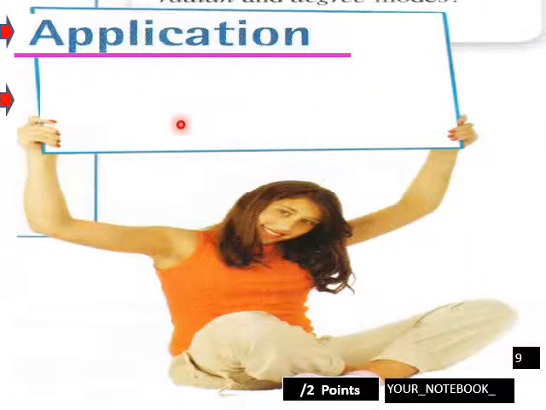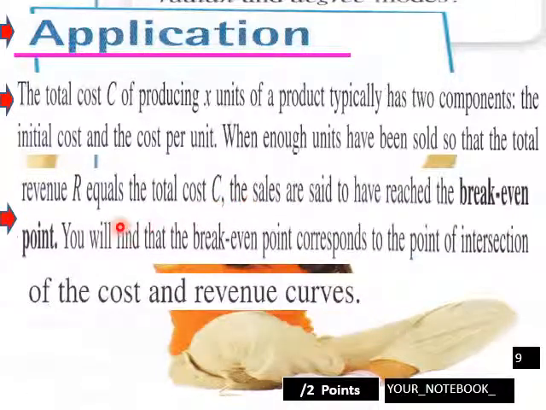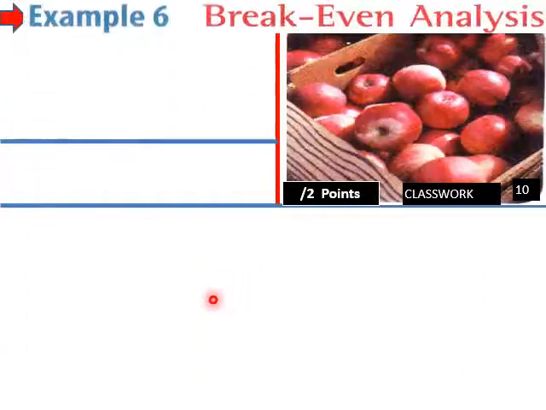Okay, application. The total cost C of producing x units of a product typically has two components, the initial cost and the cost per unit. When enough units have been sold so that the total revenue R equals total cost C, the sales are said to have reached the break-even point. You will find that the break-even point corresponds to the point of intersection of the cost and revenue curves. So when we break even, they both cross each other.